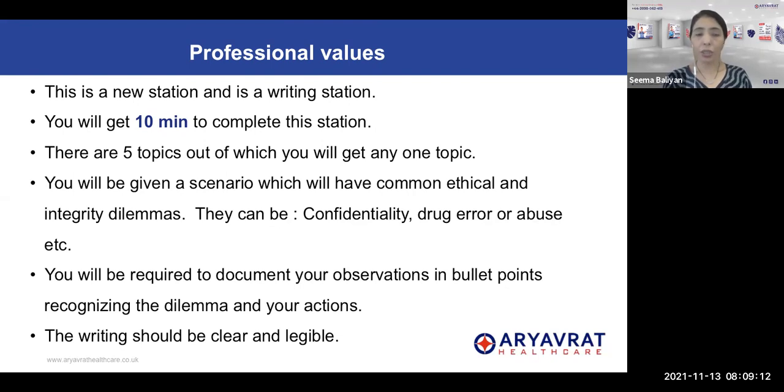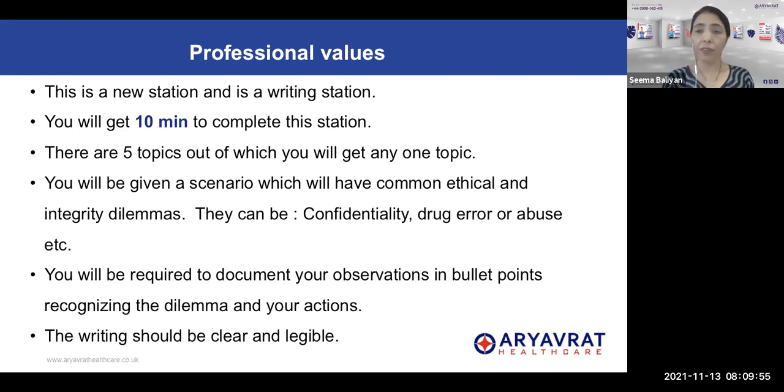This is a silent station. You are going to get 10 minutes to complete this station. There are 5 topics over which you will be checked, but out of those 5 topics, you are only going to get 1 topic in the exam, and you will get a scenario which is going to describe that topic. The scenario is going to create some kind of a dilemma, and you will have to understand that dilemma, look for the ethical and the integral aspects of it, and use your professional values to describe it and write it down.